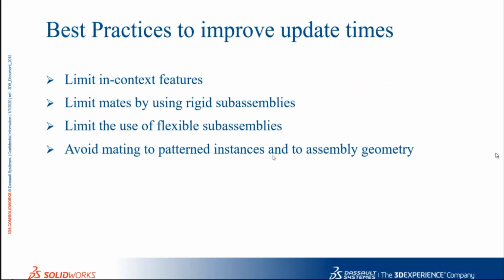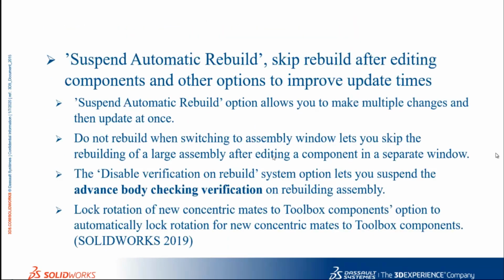Okay, so we'll move to our next slide, which indicates some of the settings that you have to change in your assembly to improve update time. The Suspend automatic rebuild option allows you to make multiple changes and then update at once. If you are doing a lot of changes, and you do one change and update the assembly again, it will take a lot of time. You do 3 or 4 changes and then update. So why can't you do all the changes at one time and then update the assembly?